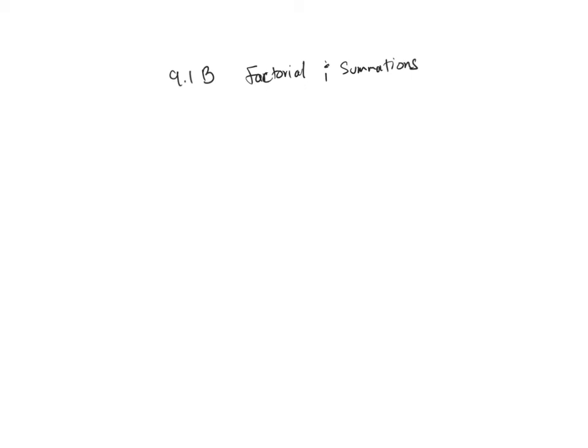So if I had something, let's say 4 exclamation mark over 5 exclamation mark, we know that this is the same thing as 4 times 3 times 2 times 1, and the denominator is 5 times 4 times 3 times 2 times 1. Well, these can be reduced accordingly, right? Simplified to 1. So this simply just gives me 1/5.